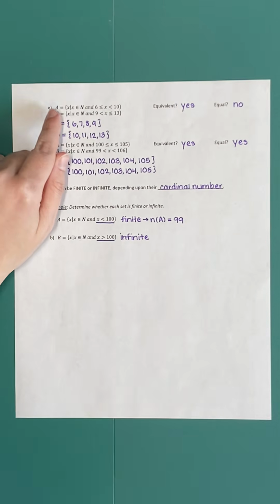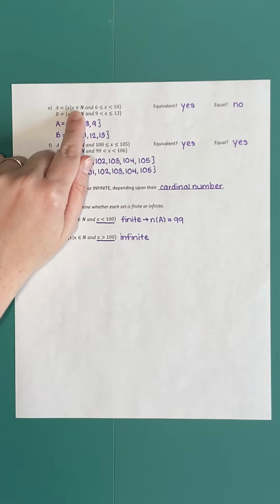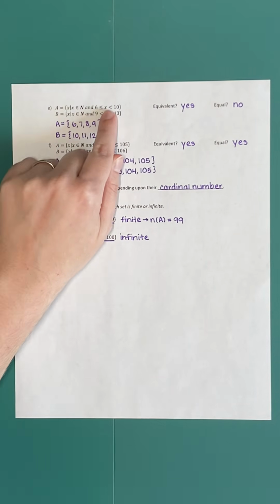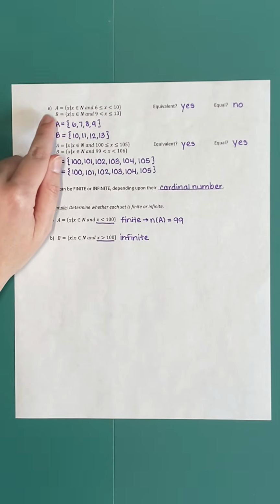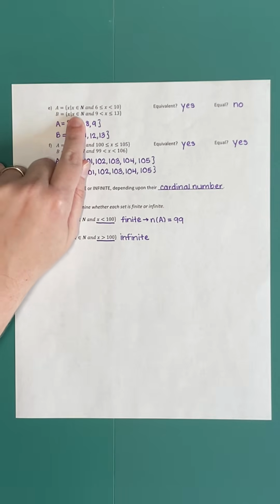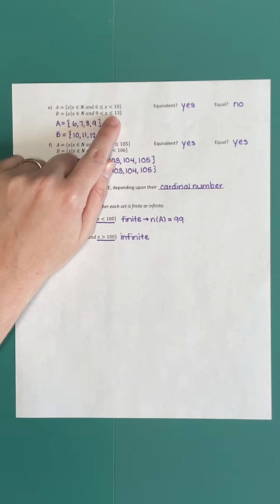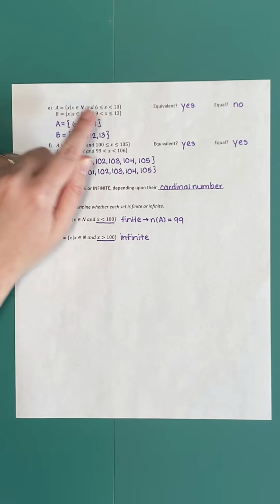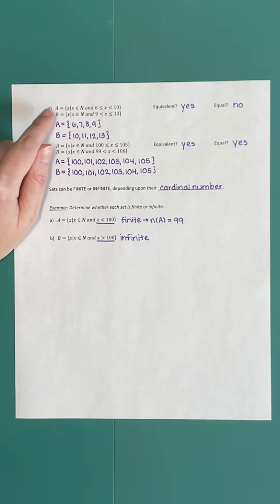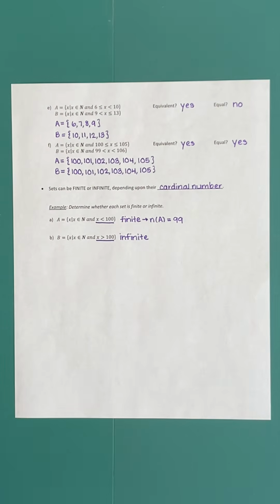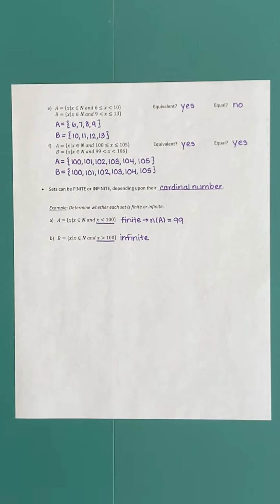So A is all x such that x is a natural number and x is greater than or equal to 6 and also less than 10. And then B is all x such that x is a natural number and x is greater than 9 and less than or equal to 13. So let's start by actually writing out the contents of these sets. If we want to compare how many items are in each set, again, we kind of have to be careful. We need to know how many items are in there, but we need to be able to see the items in order to get an accurate count.